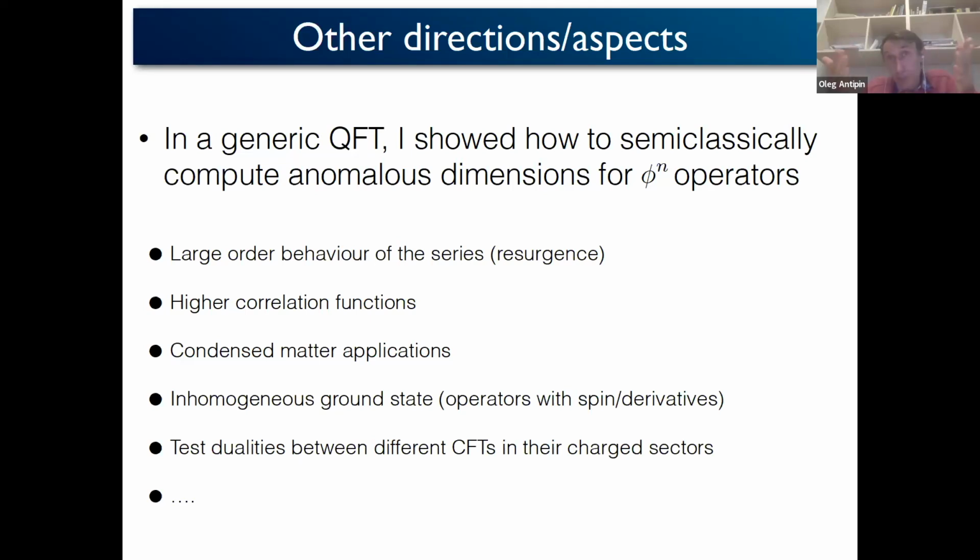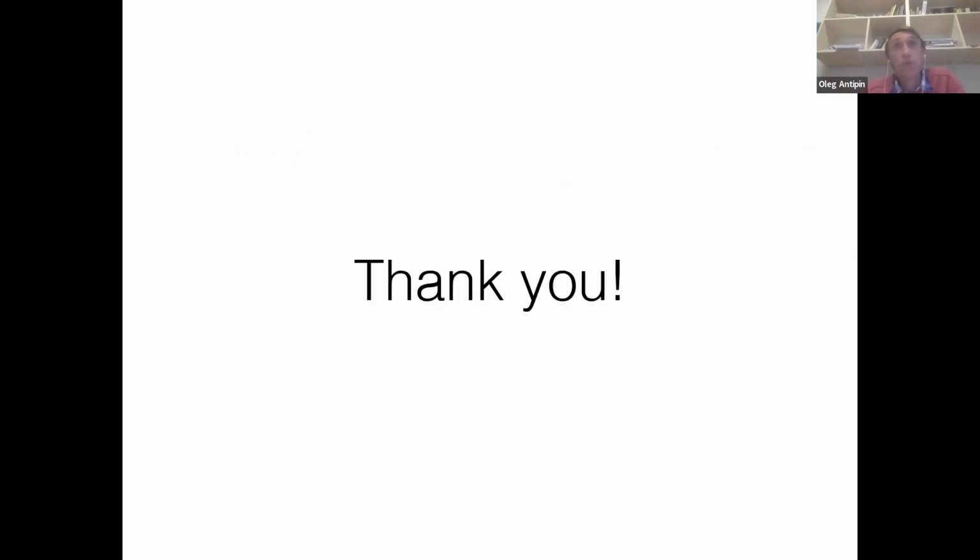So using this charged expansion, you can compute with the techniques I showed in both series and see if they match for the charged sector operators or uncharged, for example. So you can test dualities in this kind of series, and there are many more. So with this, I conclude. Thank you very much, and thank you for your attention. I'm done. Thank you. Any questions?